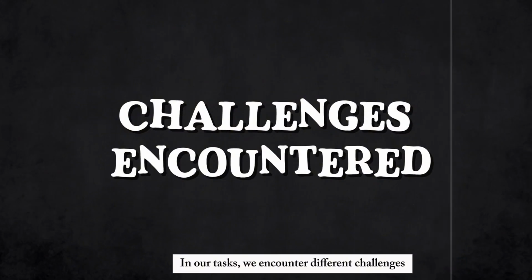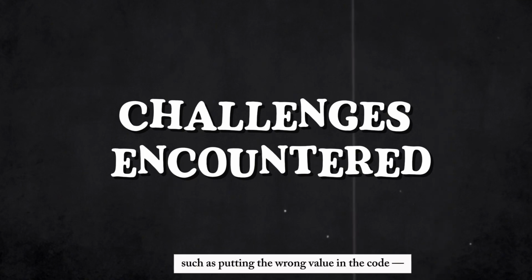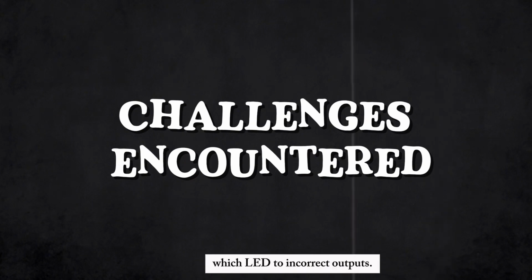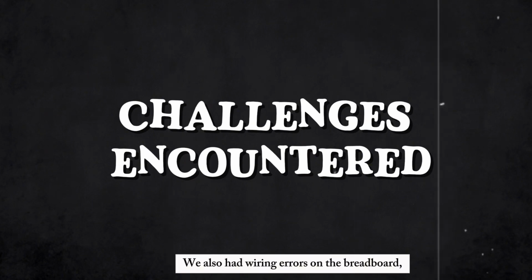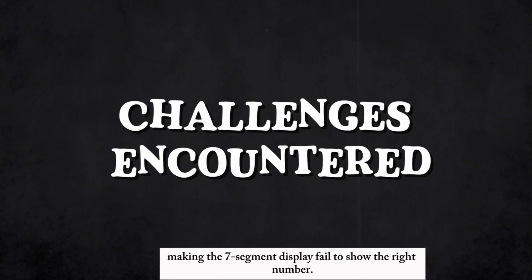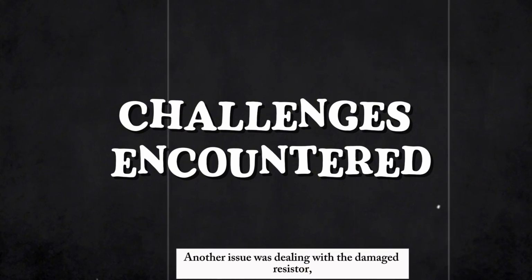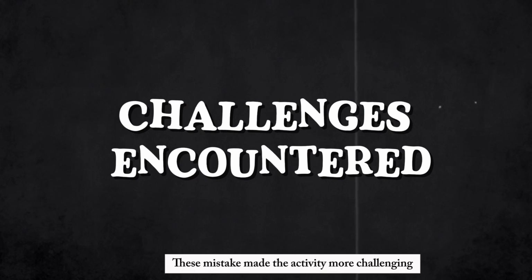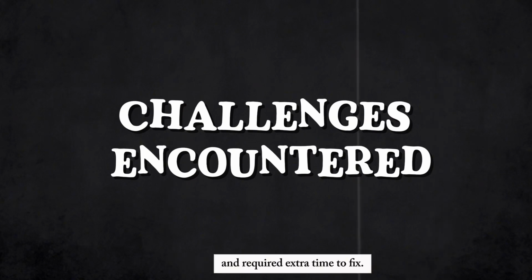In our task, we encountered different challenges, such as putting the wrong value in the code. For example, writing 3 instead of 2, which led to incorrect outputs. We also had wiring errors on the breadboard, making the 7-segment display fail to show the right number. Another issue was dealing with a damaged resistor, which affected the flow of electricity and caused the circuit to malfunction. This mistake made the activity more challenging and required extra time to fix.